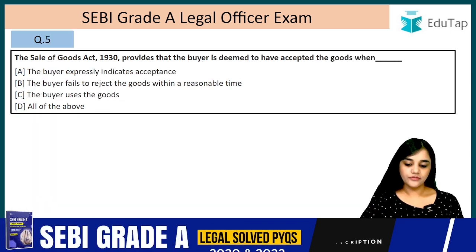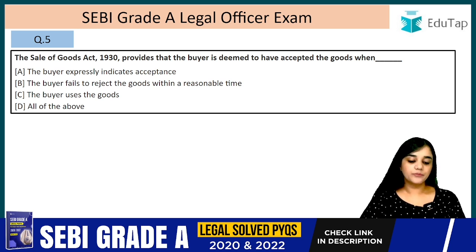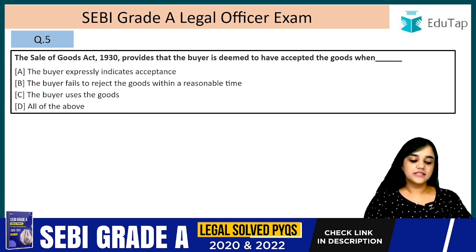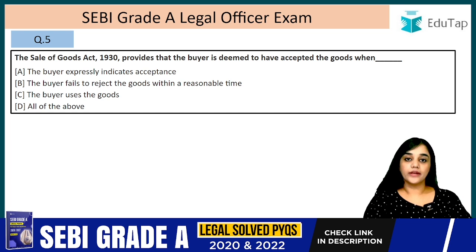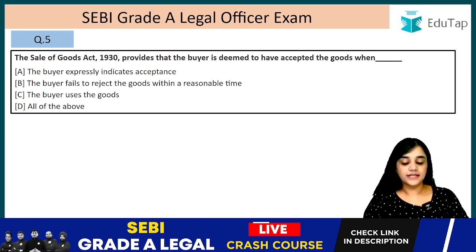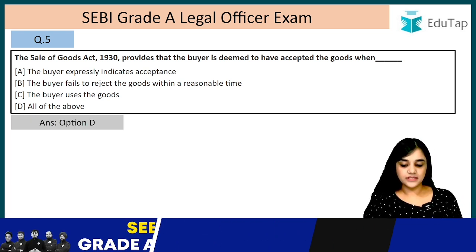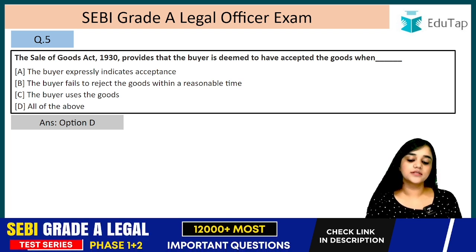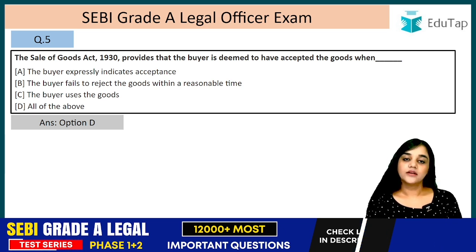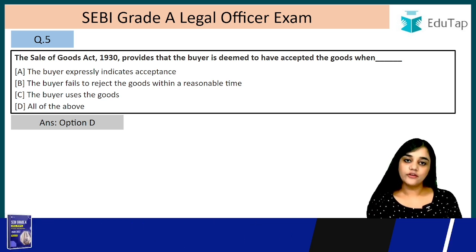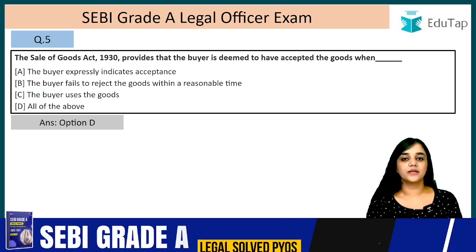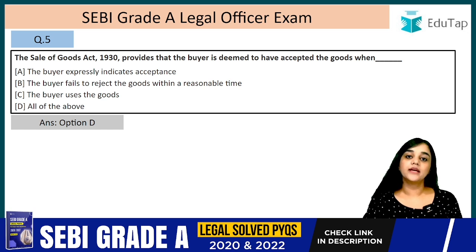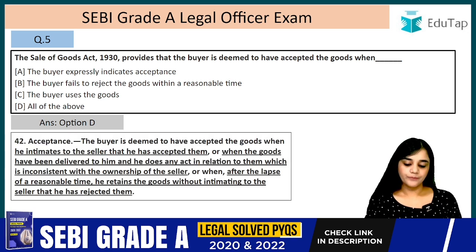Question number 5. The Sale of Goods Act 1930 provides that the buyer is deemed to have accepted the goods when. So when is it deemed that he has accepted the goods? The answer is D, all of the above. That is, the buyer expressly indicates the acceptance, the buyer fails to reject the goods within a reasonable time, the buyer uses the goods, right? So if he does any of these things, it means that he has accepted it. It is deemed that the buyer has accepted the goods.